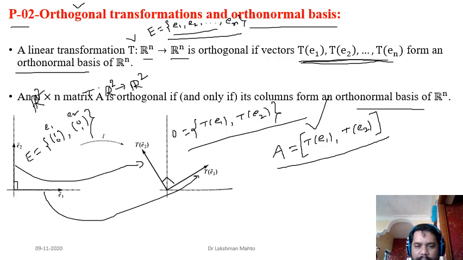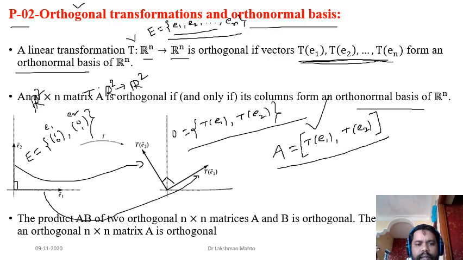Further, one more property you can talk about: if you take the product of two orthogonal matrices, then the resultant, that means the product AB, would again be an orthogonal matrix. That means the product of orthogonal matrices is again an orthogonal matrix.